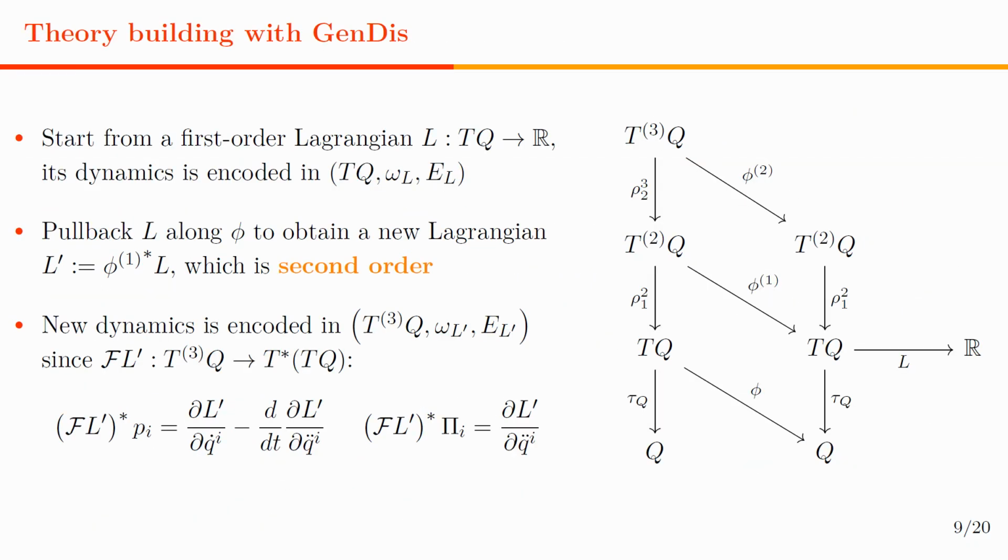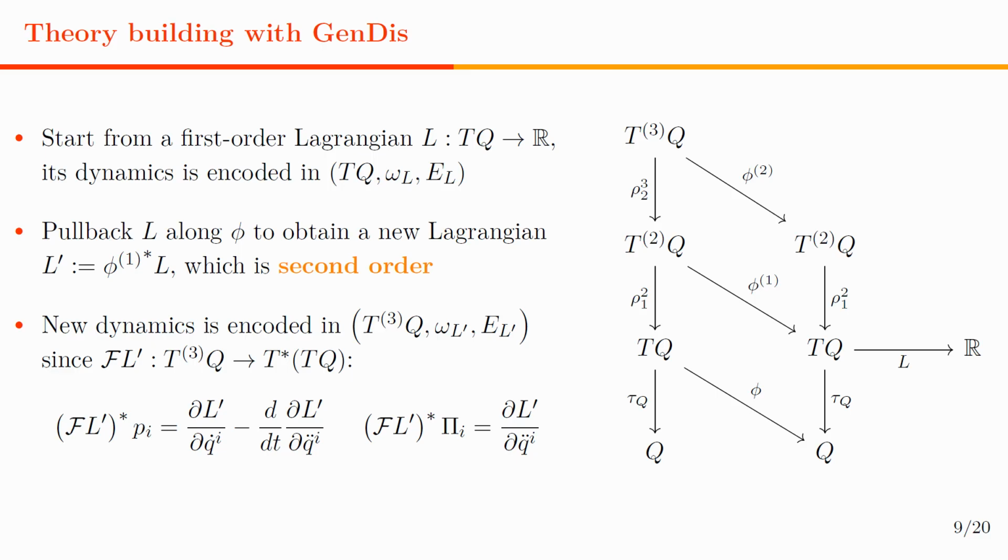Let's come back to the purpose of studying those objects, namely building theories out of existing ones. What we do is we start with a first order Lagrangian on TQ, and we pull it back along the first lift of the map to obtain a second order Lagrangian on T2Q. This is what physicists mean by applying the transformation on the level of the disformal, just pulling back along the first lift.